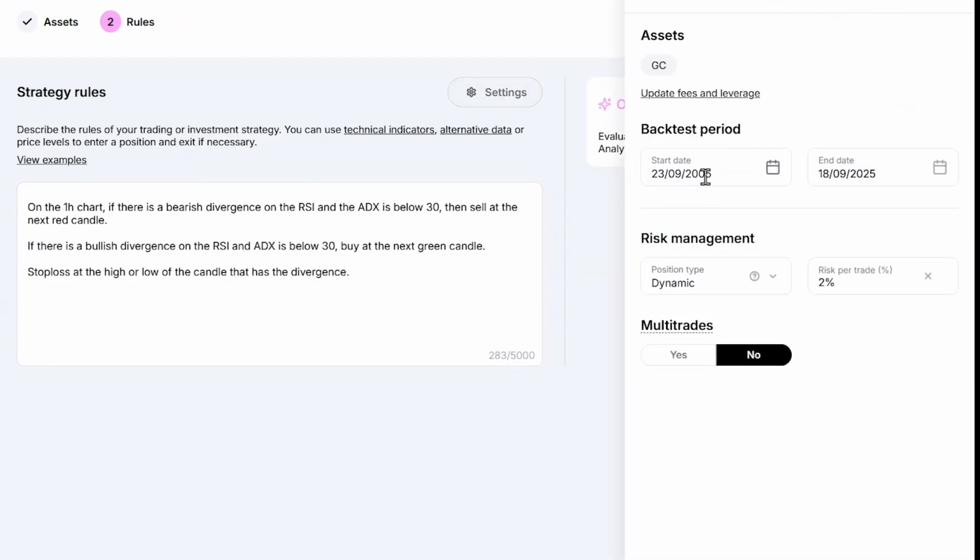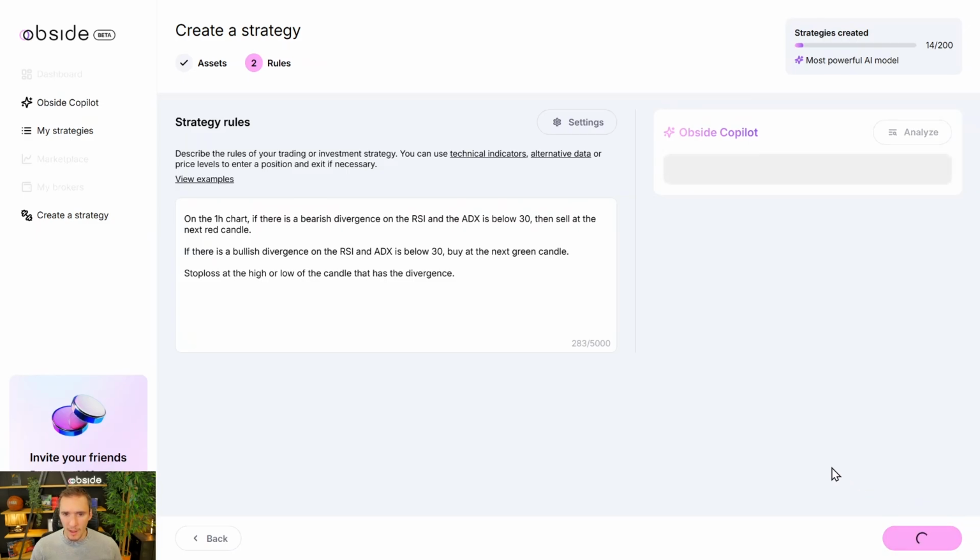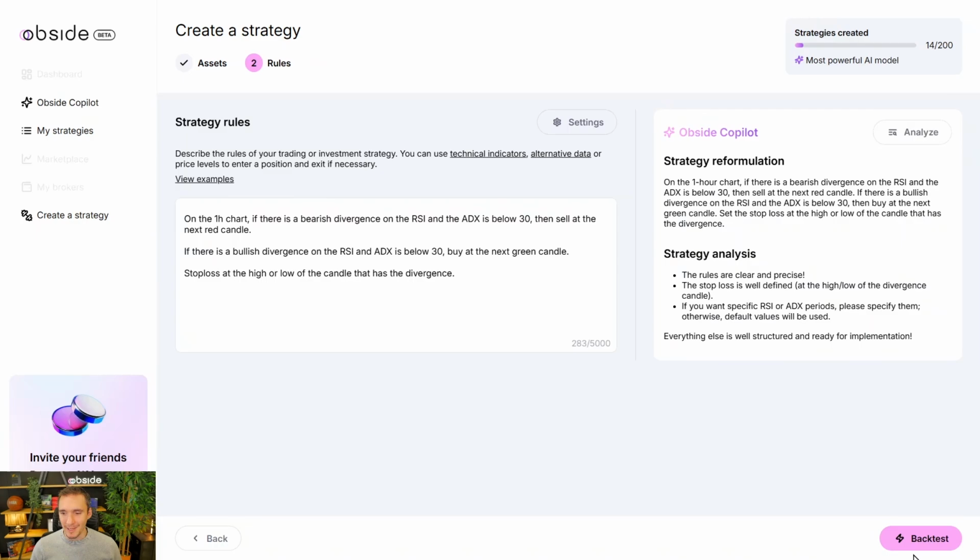We'll backtest that over the last 20 years. We will risk 0.2% of our account per trade, and we will not allow more than one trade at once. All right, should be good enough to go. We can start the backtest.